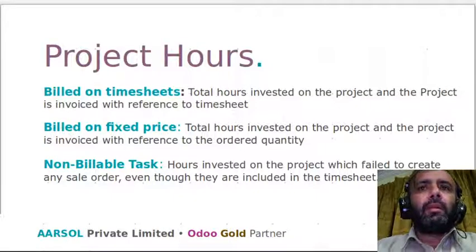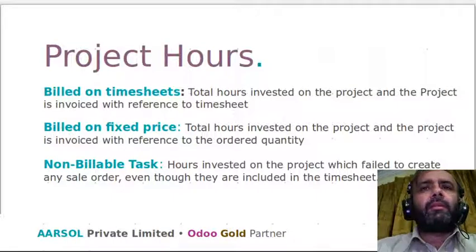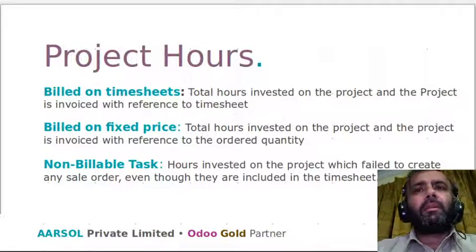There are three different types that we use in this Odoo project app. First one is the billed on timesheets. Billed on timesheets are the total hours invested on the project, and the project is invoiced with reference to the timesheet. So if the project is invoiced with reference to the timesheet, then the total hours spent on that project will be considered as the billed on timesheets.